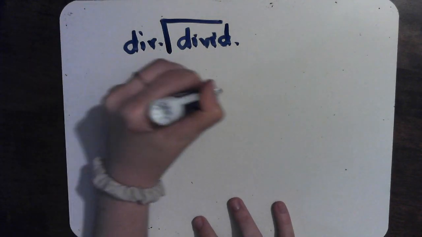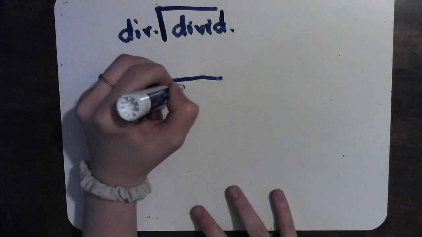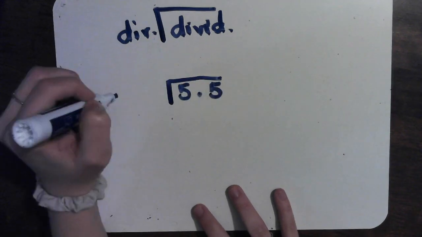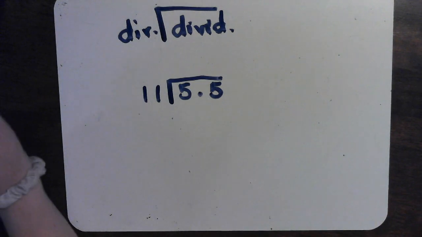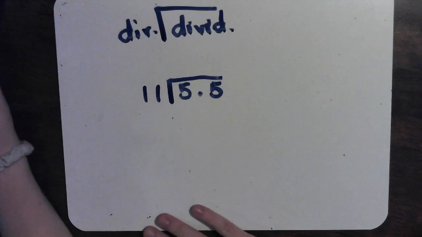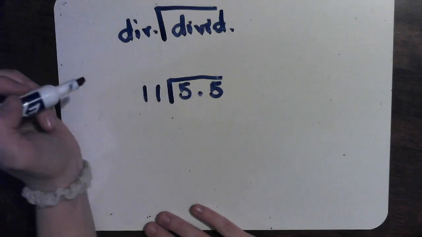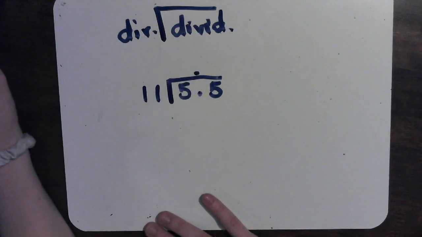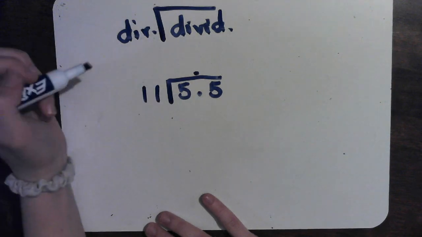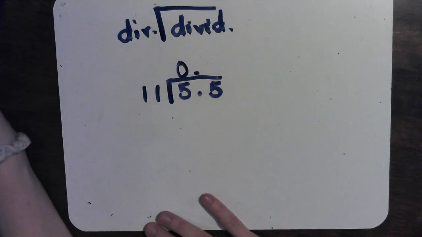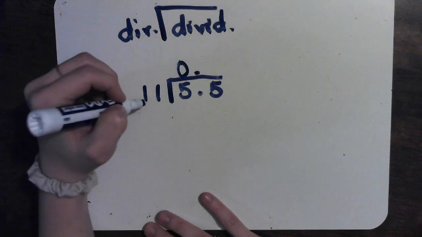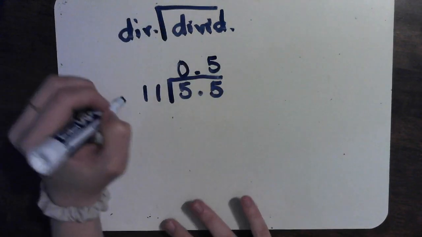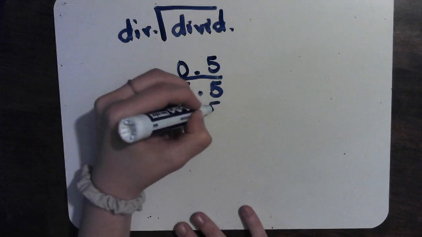So say I was doing 5.5 divided by 11. So 5 and 5/10 divided by 11. When you have a decimal under the house, you bring it on top of the house in the same spot, and then you divide. 11 can't go into 5, so I'm going to put a 0. You could also put an X. 11 can go into 55. I know that fast fact. It goes in 5 times. 11 times 5 is 55.